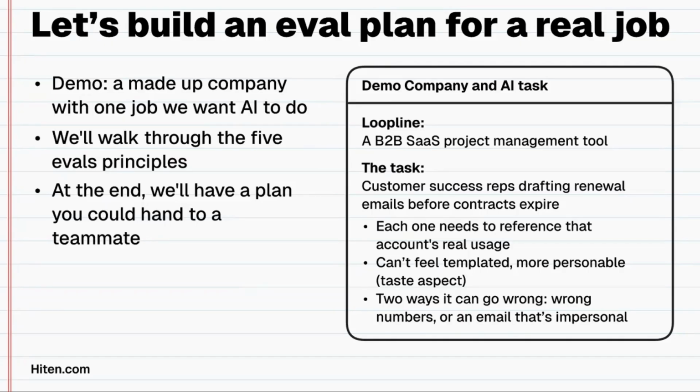So here, it's a demo company with an AI task. Let's say it's a B2B SaaS project management tool like Basecamp or Asana, and customer success reps are drafting emails for a contract expiry. There's a bunch of stuff each one needs to do. It needs to reference the account's usage. It can't feel templated. It has to be personable. And it can go wrong with wrong numbers or an impersonal email. So we also talked about how it can go wrong. This is a way to scope a task for AI.